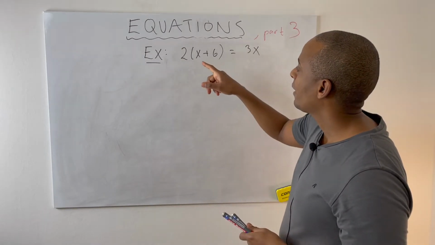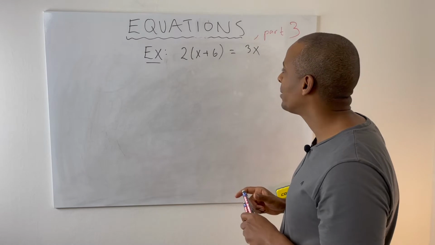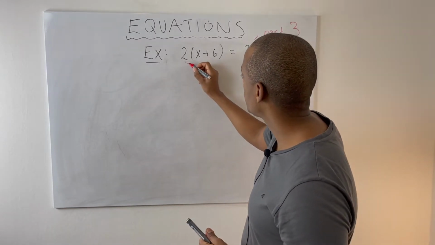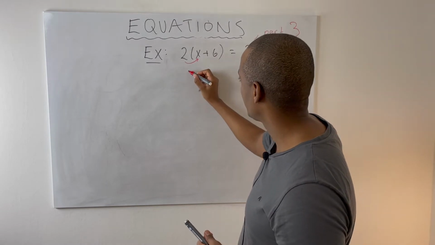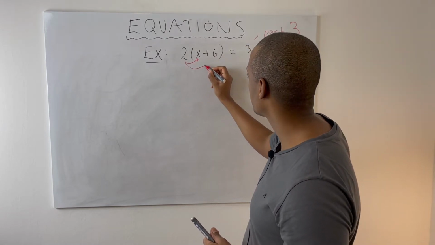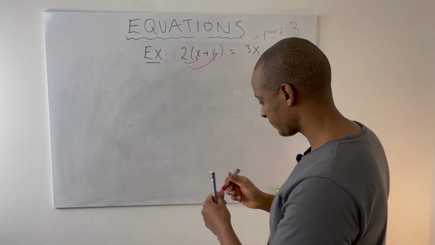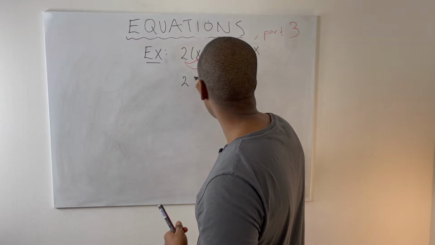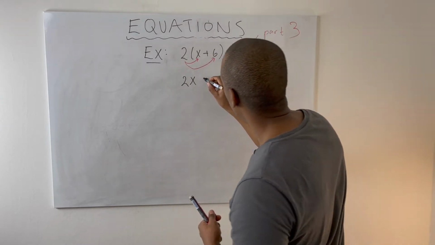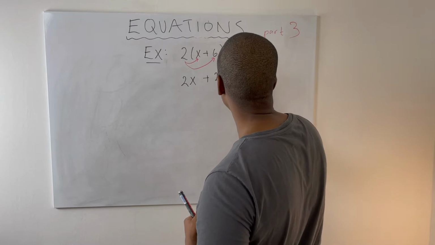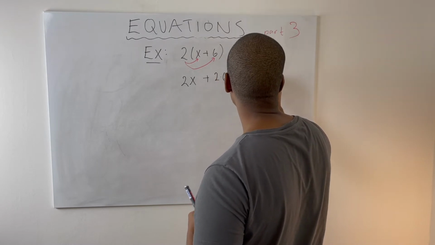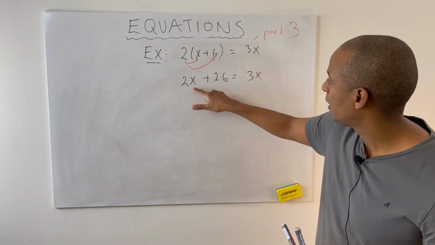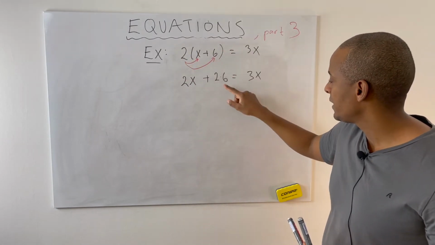So what do we do? Instead of factorizing, we simplify. We use the distributive property of multiplication. We take this 2, we multiply with this one, and then we multiply with this one. So what we end up with is 2 times x plus 2 times 6 is equal to 3x, okay?